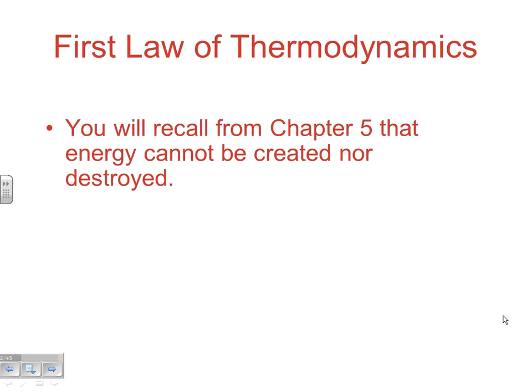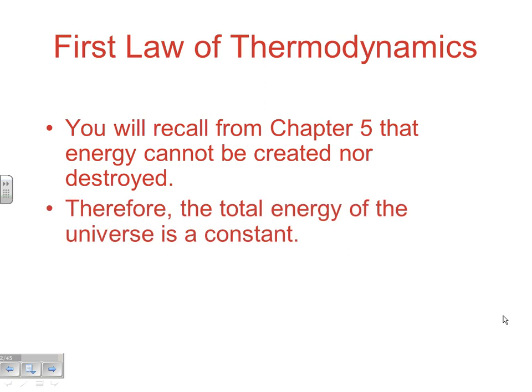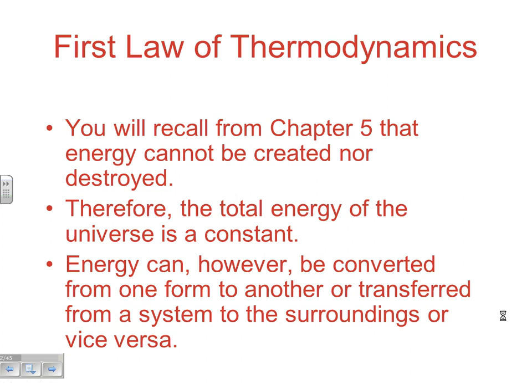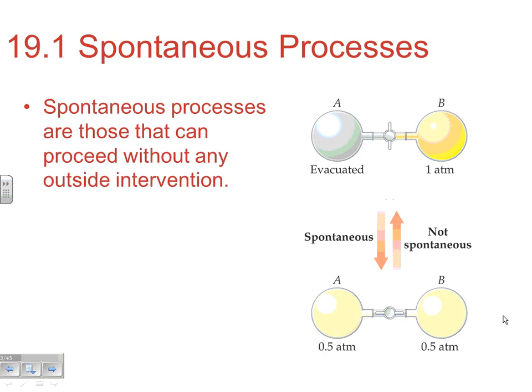Now, first law of thermodynamics is where we'll start with, and you'll recall from Chapter 5 that energy cannot be created or destroyed. Therefore, the total energy of the universe is constant. This would be an expression of the first law of thermodynamics. Energy can, however, be converted from one form to another or transferred from a system to the surroundings and vice versa. Now, spontaneous processes are those that can proceed without any outside intervention.